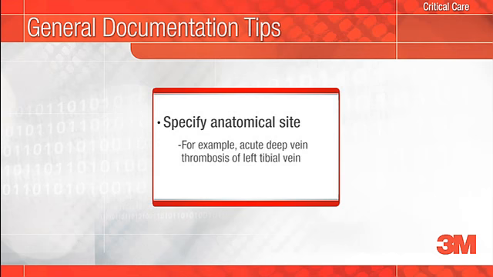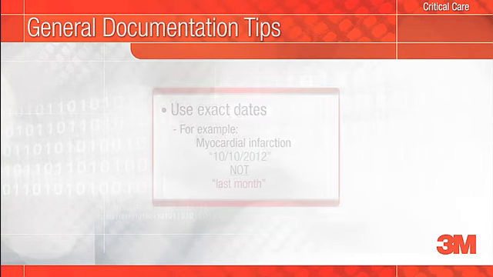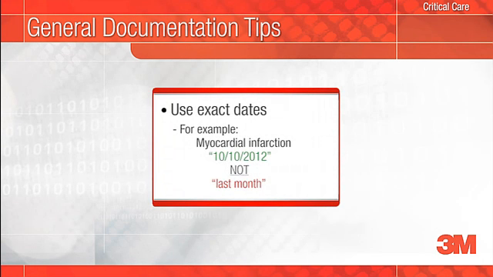Precisely designate anatomical site, such as acute deep vein thrombosis of left tibial vein. Use exact dates when appropriate. For example, when a patient is admitted for acute myocardial infarction and the patient previously had a recent MI, document the exact date of the recent MI.